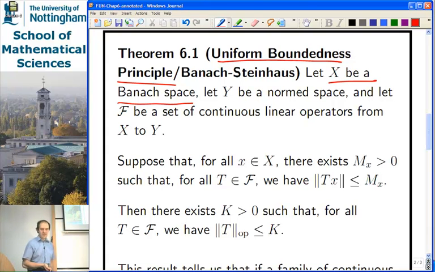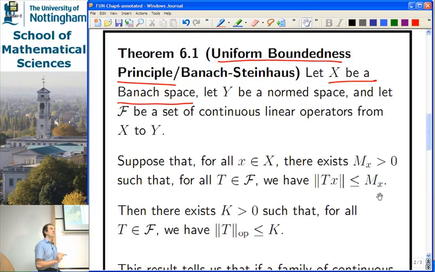Pointwise boundedness means that for each point in X there should be some constant, so that for every operator in your family, the norm of the image is at most that constant. So this is not allowed to depend on T, but it is allowed at the moment to depend on X. You're going to need that if you're going to be bounded in operator norm, because whatever that bound on the operator norms is, you can take that times norm X to be your MX. So you're going to need this.